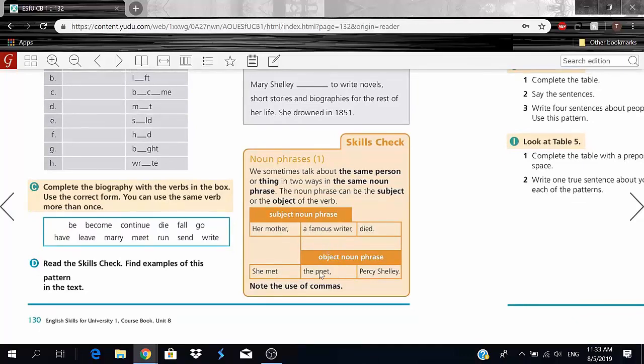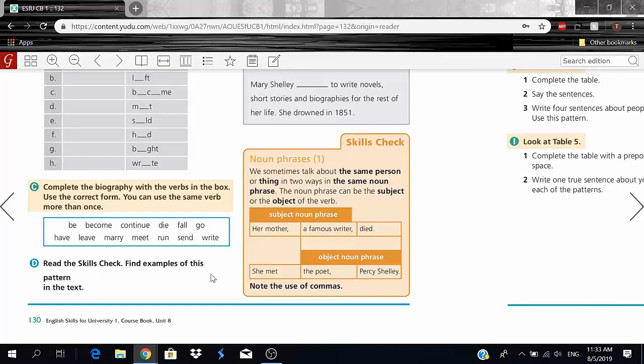Here we have, she met the poet Percy Shelley. Now here, it's an object, same way. The poet, so he's a poet, and his name's Percy Shelley. Also, again, notice the use of commas. Without commas, this would not make sense.